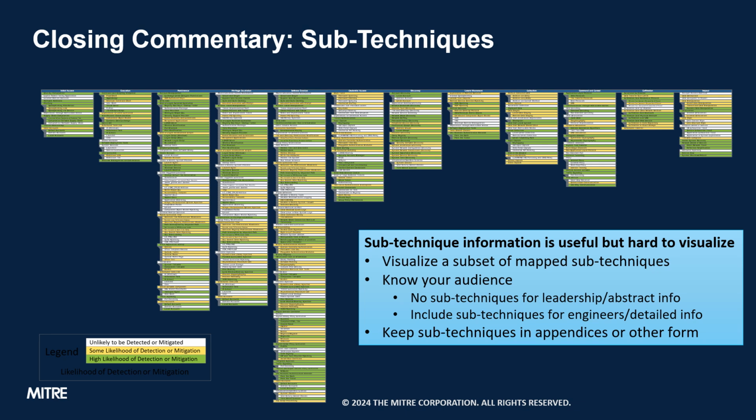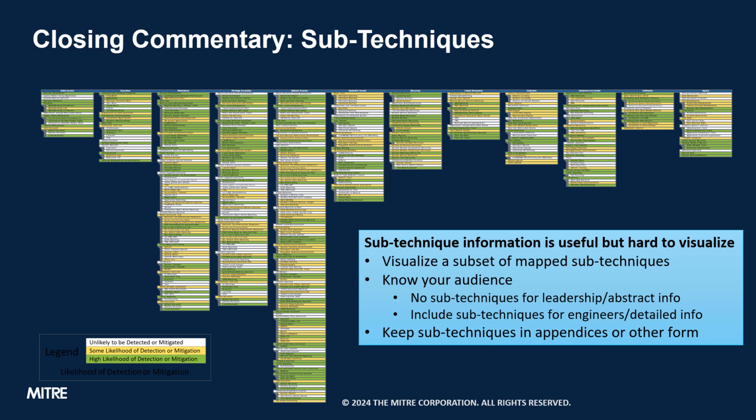Some closing commentary. A lot of our examples just focus on primary techniques. Sub techniques are definitely things you can include, but if you look at this chart here, you can see that including all of them, well, from a communication perspective, it's really not great. Sub technique information is useful, but it can be harder to visualize. Some strategies you can employ for including sub techniques in your visualizations are one, visualizing a subset of sub techniques you've looked at, maybe only a small few that you think are most relevant, and then let the SOC know you've hit a few others.